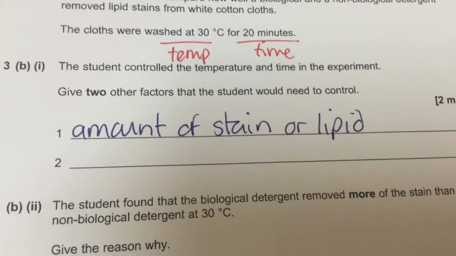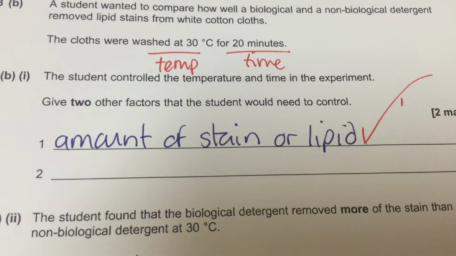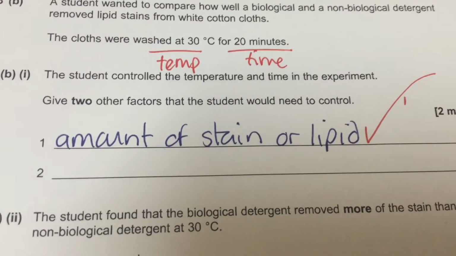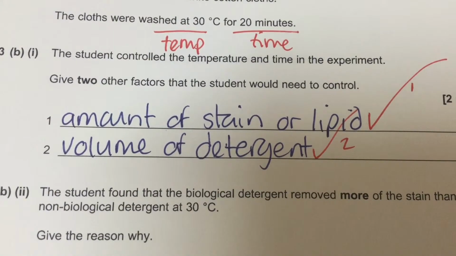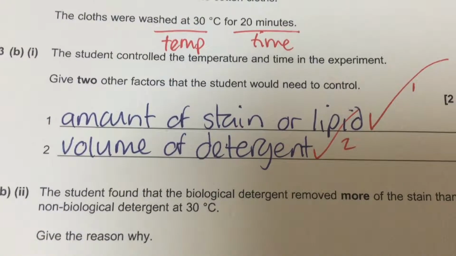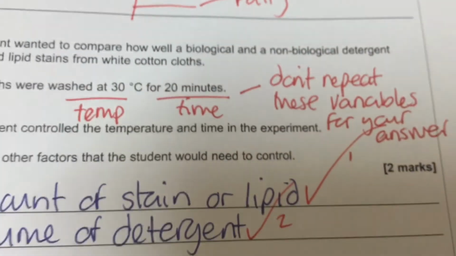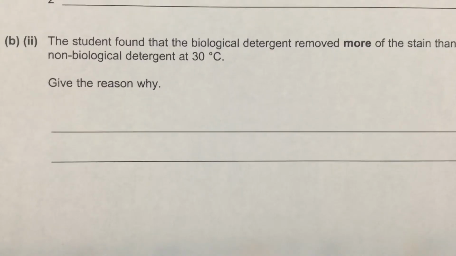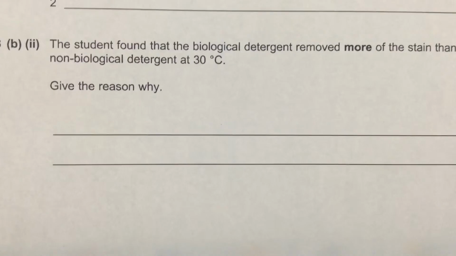You could have said the amount of stain or the lipid that's making the stain. You could have talked about the volume or the mass of detergent. You could have talked about the volume of water, the pH, or the type of lipid or fat or stain. Any 2 of those would have got you the marks. So as you read through a question, it is a good idea to annotate that question by underlining and highlighting and circling certain important information.